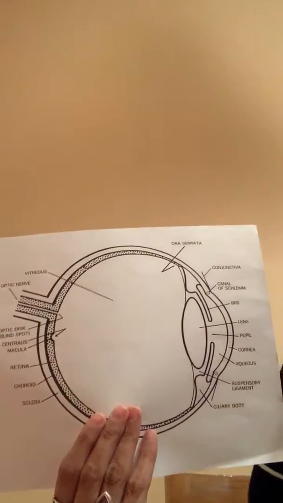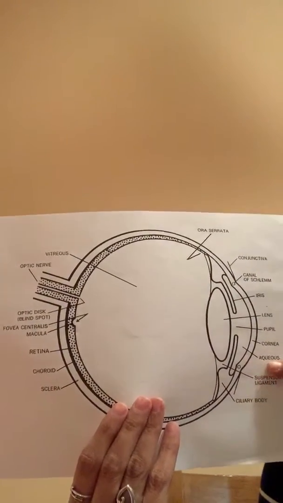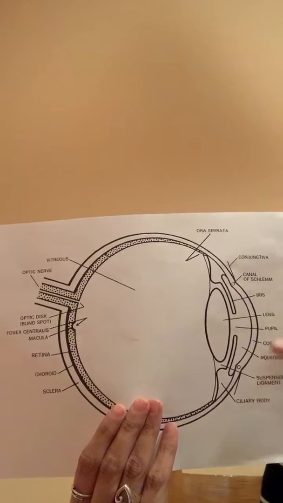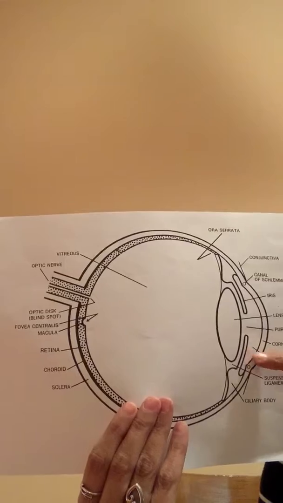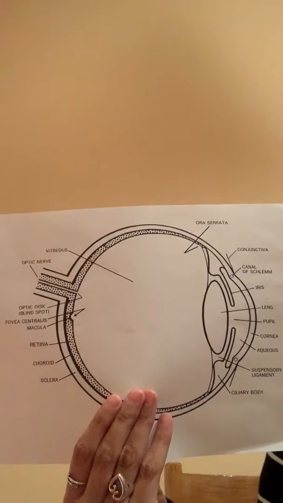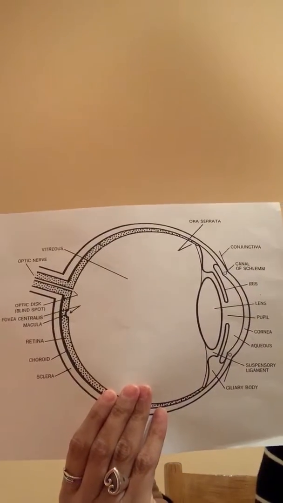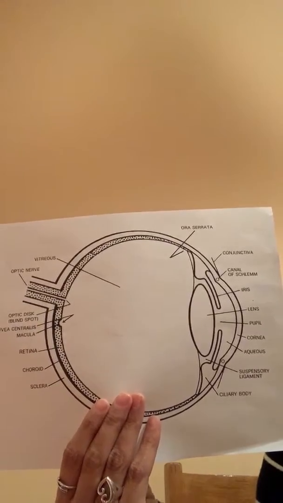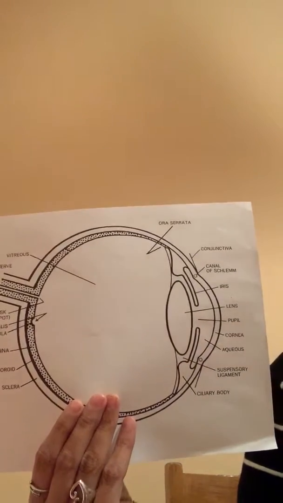Next, we have the aqueous humor. And this is a fluid right over here, in the anterior part of the eye. Its purpose is to nourish the cornea and bathe the lens. It is also used to maintain intraocular pressure.